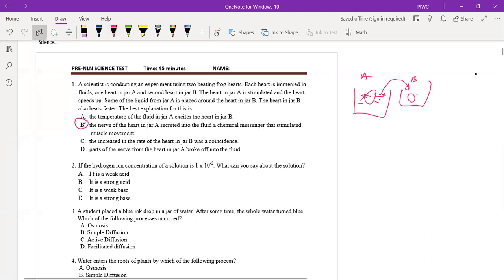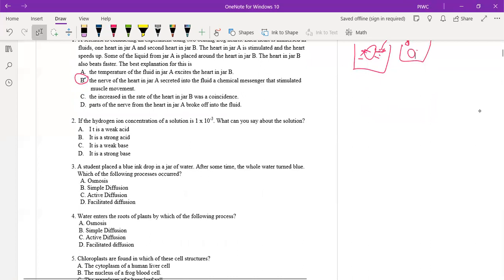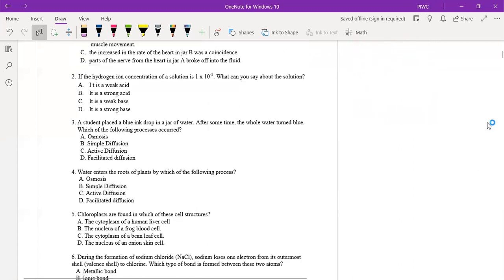If the hydrogen ion concentration of a solution is 1 × 10⁻³, what can you say about the solution? It's a strong acid. Excellent, strong acid. Remember that we said that if you have a hydrogen concentration of 1 × 10⁻³, quickly look at the exponent. The exponent is -3 and take the opposite of the exponent. So it means that the pH here will be equal to +3.